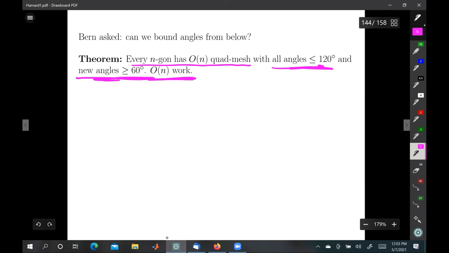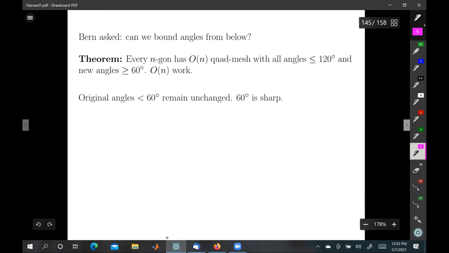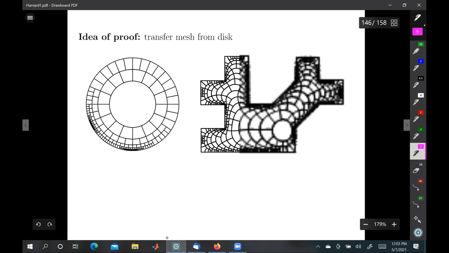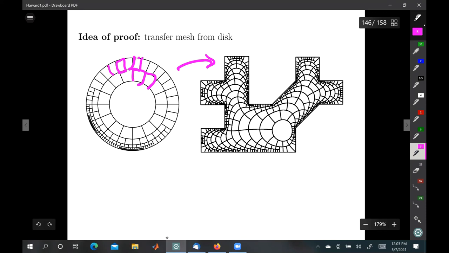And you can do this in O of n work, because this requires the mapping theorem, but you don't need the true conformal map. It's enough to get a sort of a 1 plus epsilon conformal map. And the basic idea is that you're going to map the disk to your polygon. In the disk, you know how to break it up into pieces, which sort of look like quadrilaterals. And you're going to transport these over. And if these pieces are small enough, the angles do not change very much, because conformal mappings do not change the angles. Now, there are three or four problems with this picture, things that go wrong.